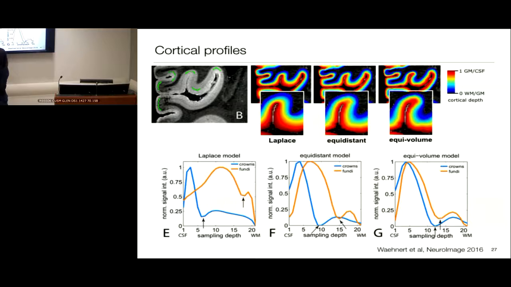If you look at the Laplace approach, these dips do not overlap at all. So as you go through the cortex, you're not sampling the same layer. You're jumping from one layer to the next. Using the equidistant model, you bring them much closer together, and with the equivolume, they're basically overlapping. So this means that if you choose a region of interest that has a lot of cortical curvature, which in the cortex you can't really get away from, you're at least comparing apples with apples. You're staying in the same cortical layer all the way through your region of interest.